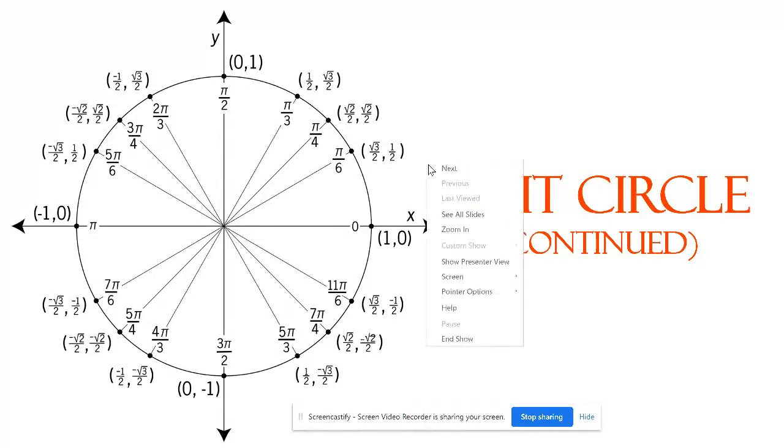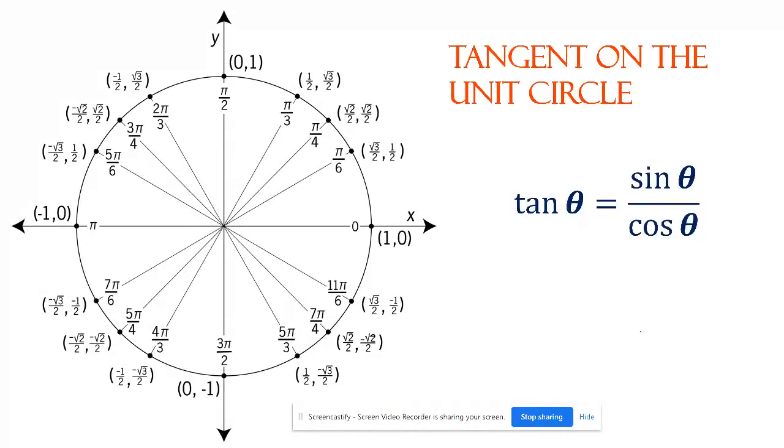So in this, we're going to look at how we can find tangent. We're going to talk about negative angles, and we're going to just look at some other properties and rules we can use to find values of sine, cosine, and tangent on the unit circle. So first, tangent. Tangent is sine over cosine.